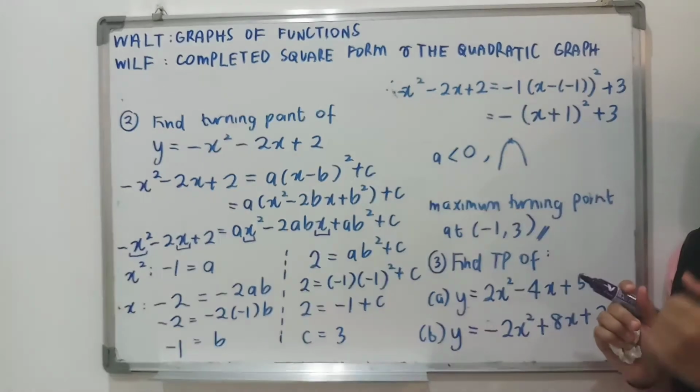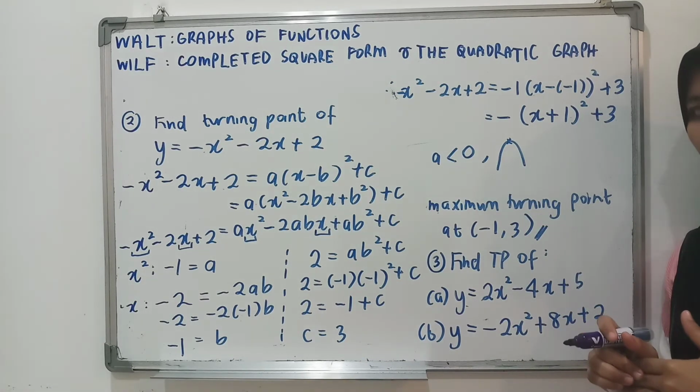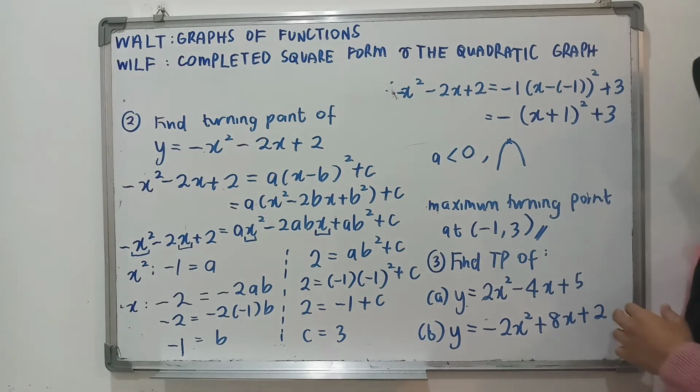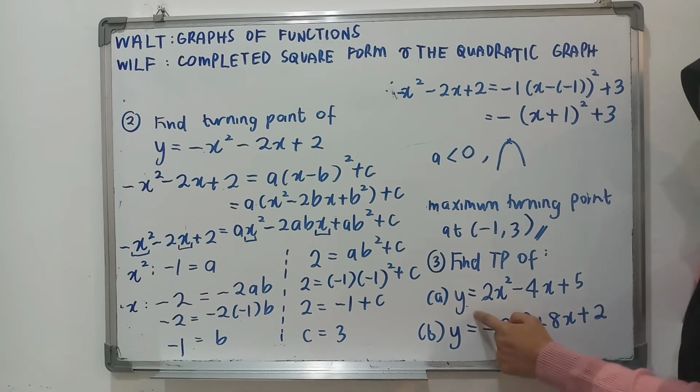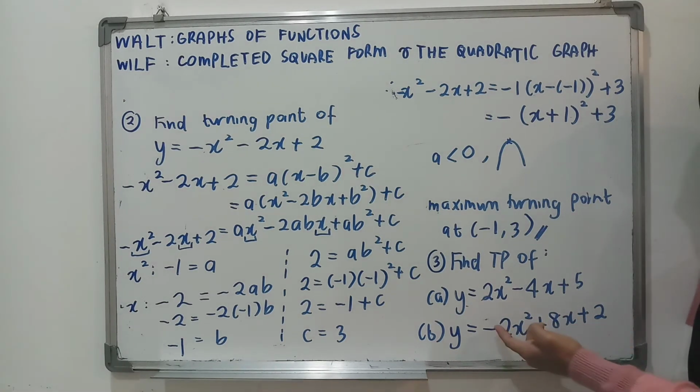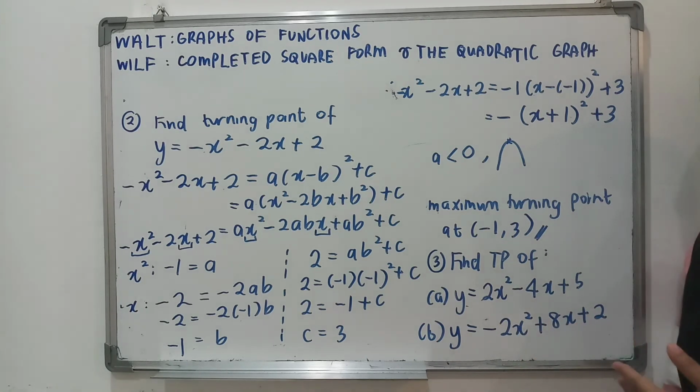In the previous video, you were given quadratic functions in completed square form. You need to read the value of the maximum or minimum turning point. In this second video, you are given your quadratic functions in terms of the general equation. So you need to give me the value of the maximum or minimum turning point.